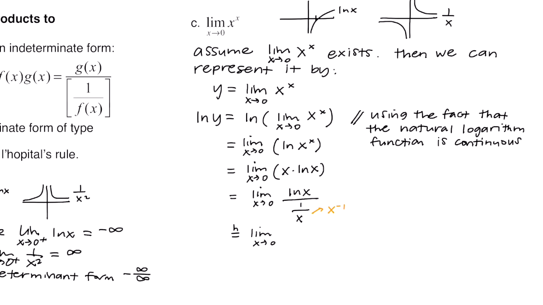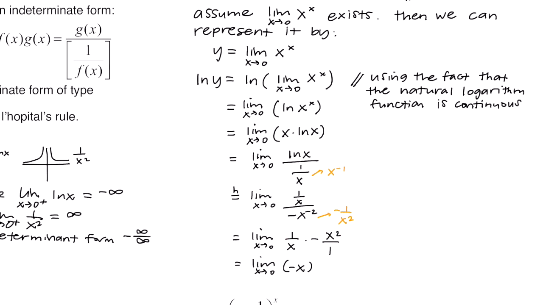The derivative of ln of x is 1 over x, and the derivative of x to the negative 1 is going to be negative x to the negative 2. Again, negative x to the negative 2 is the same as negative 1 over x squared, so we're going to times this by this reciprocal, or you can think of it as copy, dot, and flip. So when we simplify this, we get the limit as x goes to 0 of negative x, which equals 0. So our last step is we're going back all the way up to here, and we're going to set ln of y equal to 0, because these are equivalent.